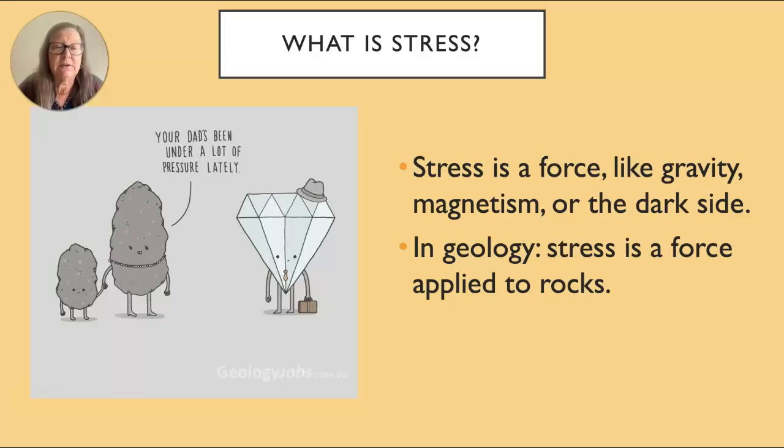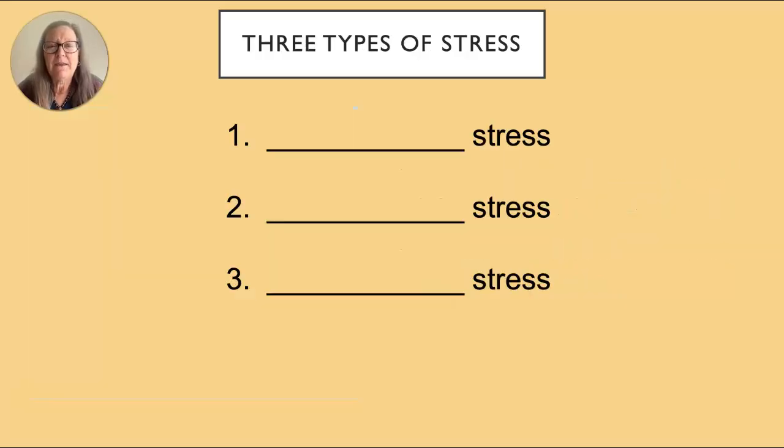Now, in this little cartoon here, there's sort of a misconception that if you squeeze coal really tightly, you'll get diamond. I think there was a Superman movie that promoted that idea. Not exactly how you get diamond. Okay, the three types of stress that we're going to look at are compressional stress, tensional stress, and shear stress. So we'll look at each of these.